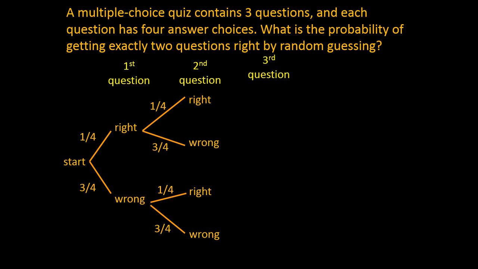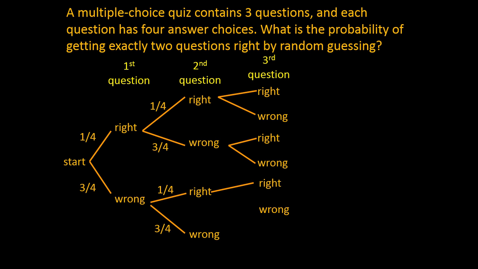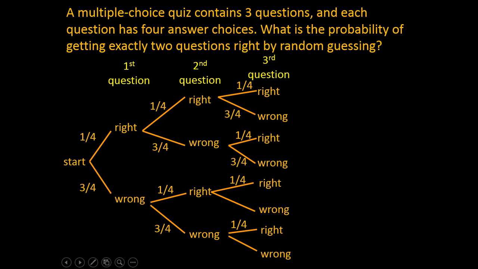And the third question's outcomes are independent of the first and the second question's outcomes. So once again, we can either get the third question right or wrong, and the probabilities of getting the third question right or wrong aren't going to change from the probabilities of getting the first or the second question right or wrong. So we're still going to have a 1/4 probability that we get the third question right and a 3/4 probability of getting the third question wrong.